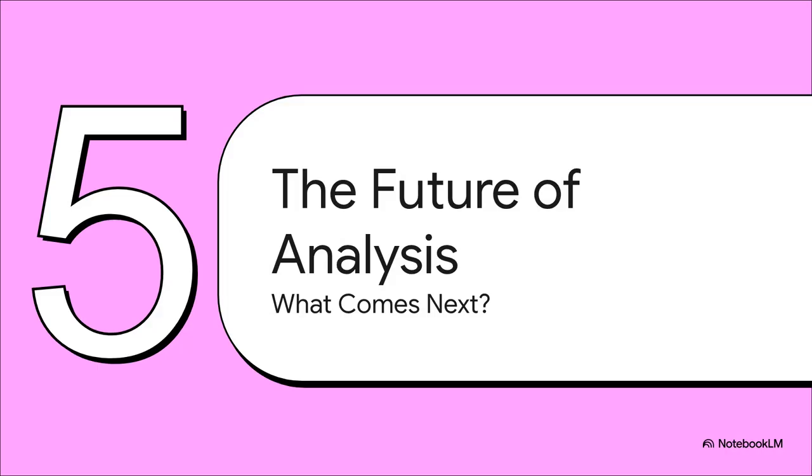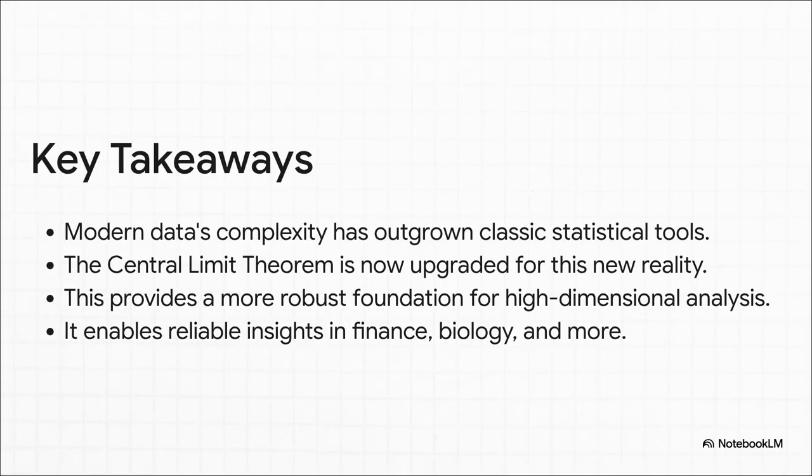So, what does this all mean for the future? We've just seen how one of the most fundamental rules in all of statistics has been upgraded for the 21st century. And honestly, this points to a much broader trend. So, if you're going to take anything away from this, let it be these key points. 1. Modern data has simply outgrown our classic tools. 2. The central limit theorem, a true legend in statistics, has finally gotten the upgrade it desperately needed for this new reality. And 3, this work gives us a much more solid foundation for analysis, which means we can get more reliable insights in pretty much every field, from finance to biology.